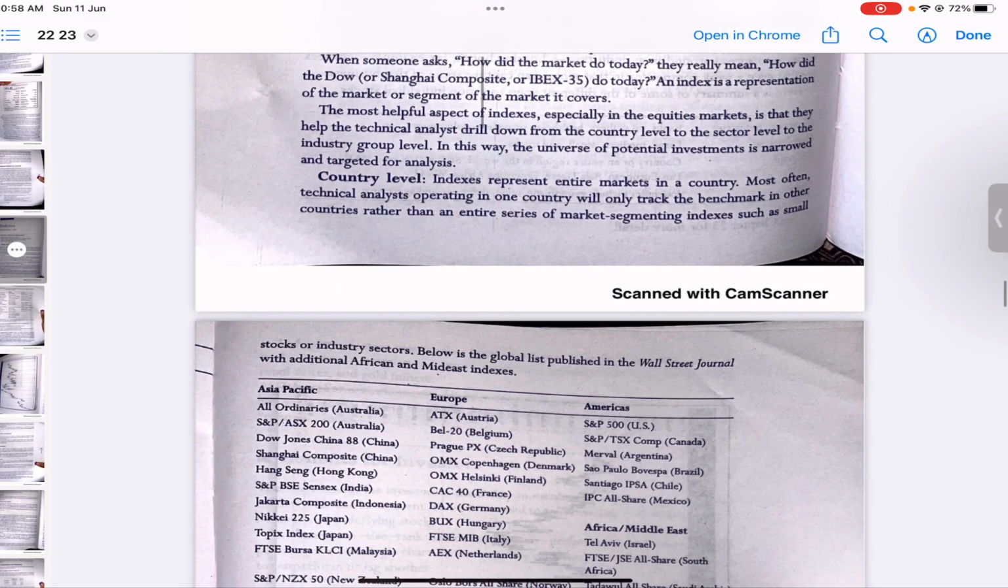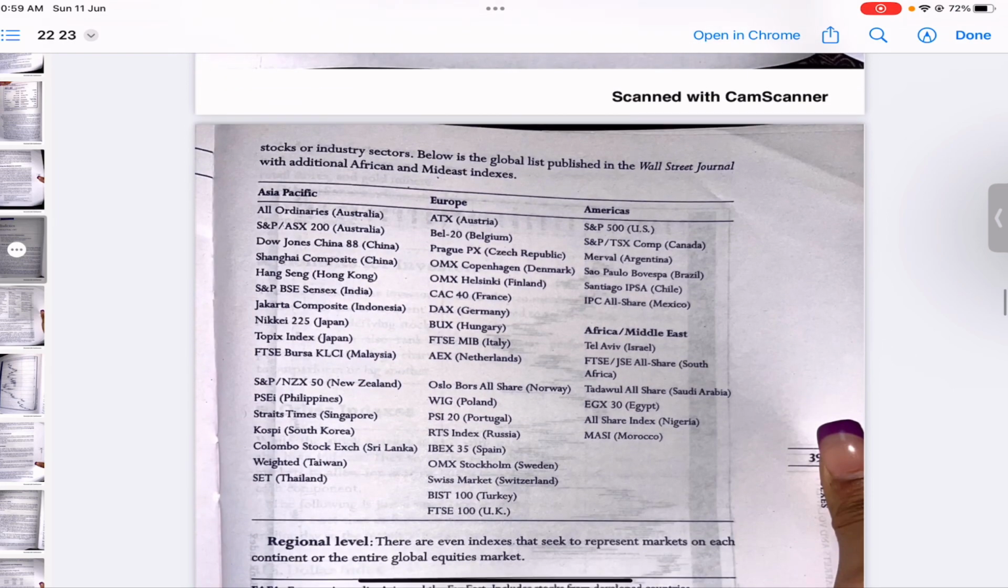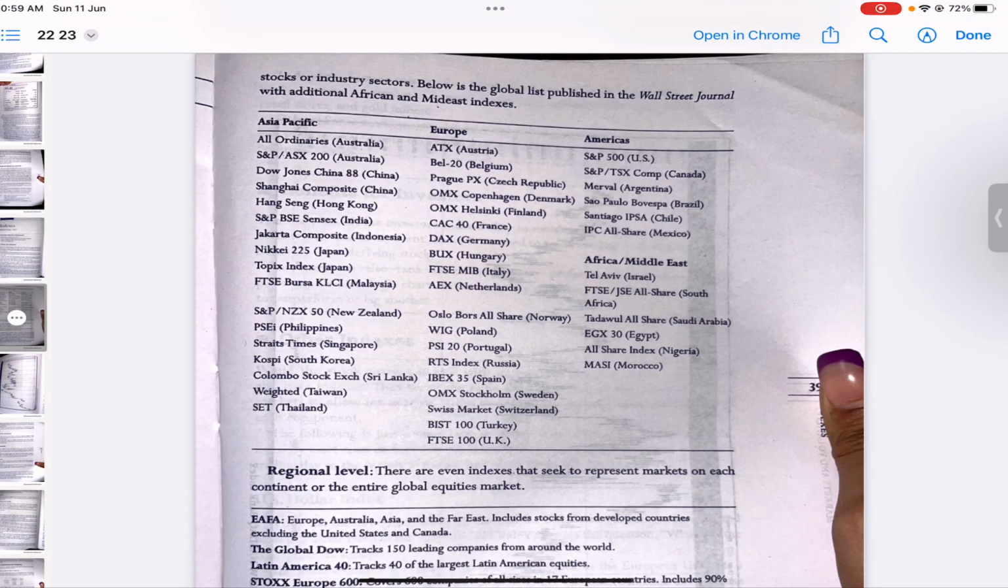The most helpful aspect of indexes, especially in the equities market, is that they help technical analysts drill down from the country level to the sector level to the industry group level. Indexes represent entire markets in a country. Most often, technical analysts operating in one country will only track the benchmark in other countries rather than an entire series of market segments. So if you're trading in the Indian markets, before the market opens you usually check the SGX, which is the Singapore Nifty. Why do we check SGX before the market opens? Because that's the market closest to ours. It opens, I think, 2 hours before our market. So these are my Asia Pacific markets, this is my European markets, and these are my Americas markets.